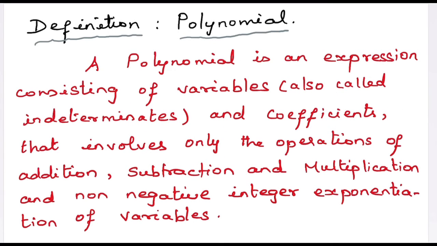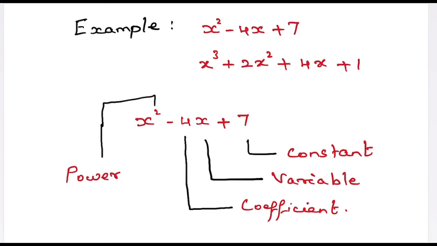Next, definition: polynomial. What is polynomial? By the name we define many terms. A polynomial is an algebraic expression consisting of variables and coefficients. We can perform the operations of addition, subtraction, multiplication and also positive integer exponents for polynomial expressions. Example: x square minus 4x plus 7, x cube plus 2x square plus 4x plus 1.